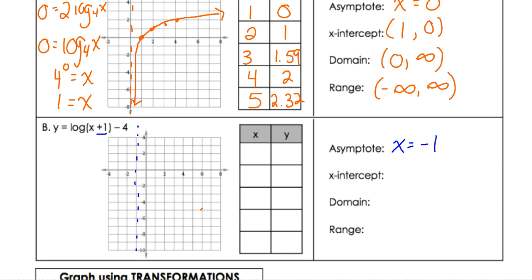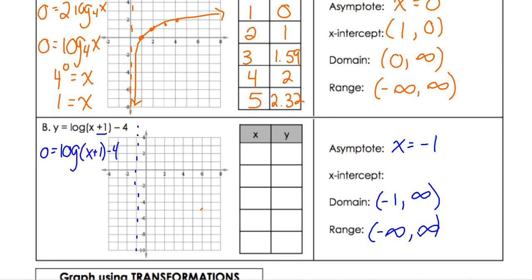And then, of course, we know that the asymptote affects the domain. So my graph is now going to go from negative 1 to infinity, and my range is going to stay the same. And then again, we have to find the x-intercept. So you can start to figure out algebraically what this looks like. I want to figure out when it equals 0. I can move the 4 over.